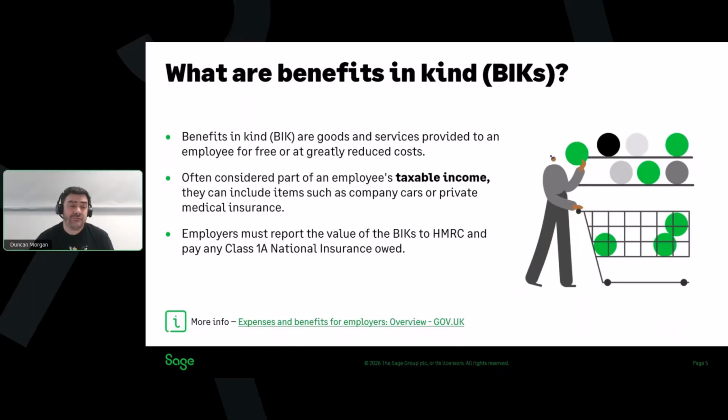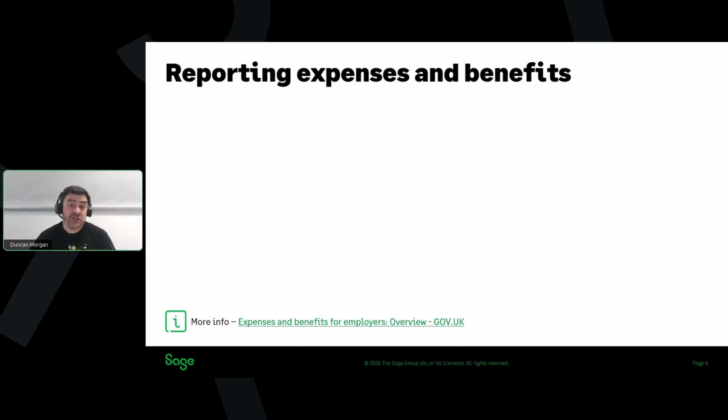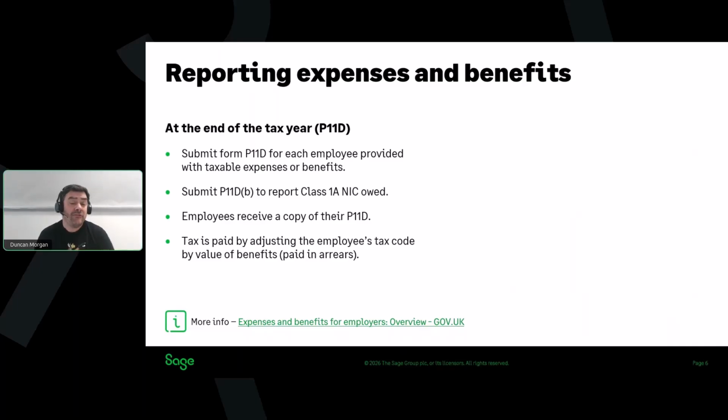Now, when it comes to reporting this information to HMRC, there are currently two ways you can do this. What we'll be focusing on today is the P11D process. This all happens at the end of the tax year, and it's where an employer would submit a form P11D for each employee who was provided with taxable expenses or benefits in the previous tax year. They would also give a copy of that form to the employee. They would complete an employer declaration known as a P11D-B, which will show details of the Class 1A national insurance owed, and that would all be submitted online to HMRC.